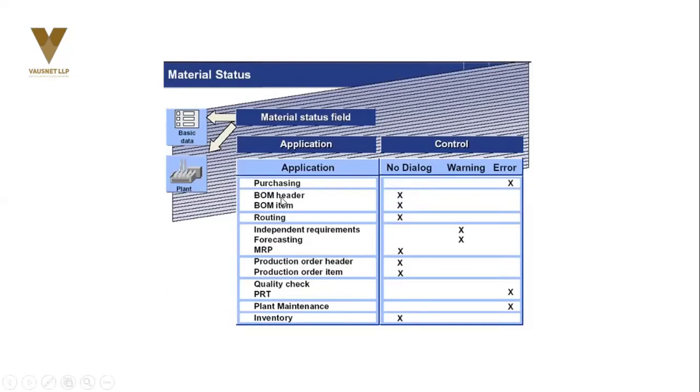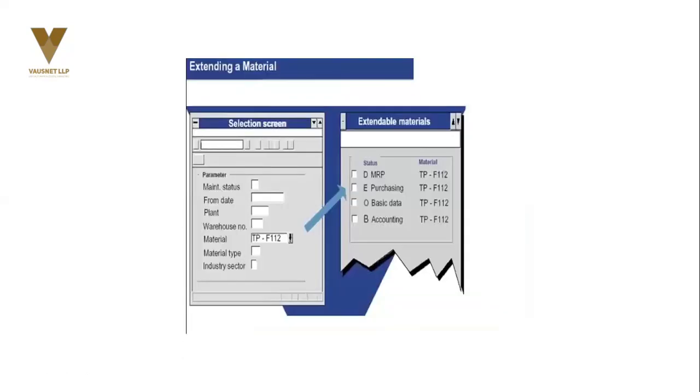When we are building BOM header or BOM item, it doesn't notify us of the material routing. It also doesn't notify because you just have to mention that. Independent requirement in forecasting: yes, there are warnings because material has to be necessarily defined and mentioned. In MRP, again, when you're planning your product, material mentioning is not that tightly supervised by MRP. In production order as well. So these are some controls that are defined by SAP.